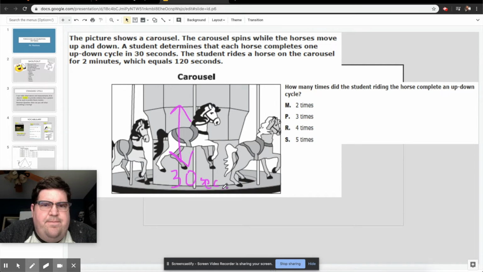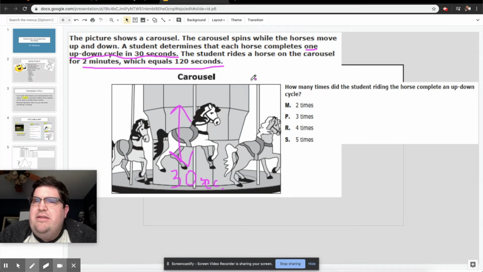30 seconds. All right. And I'm going to annotate that. One up and down cycle in 30 seconds. The student rides a horse on the carousel for 2 minutes, which equals 120 seconds. Okay, that's pretty interesting to know. That's a nice little conversion problem there, like the surprise video conversion problem. 2 minutes equaling 120 seconds.